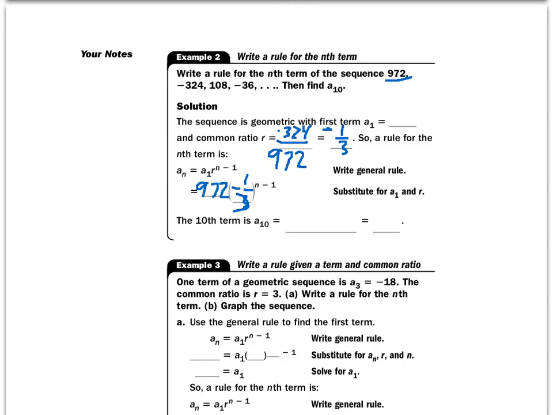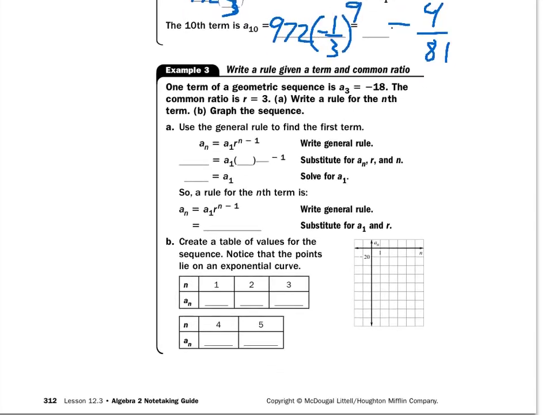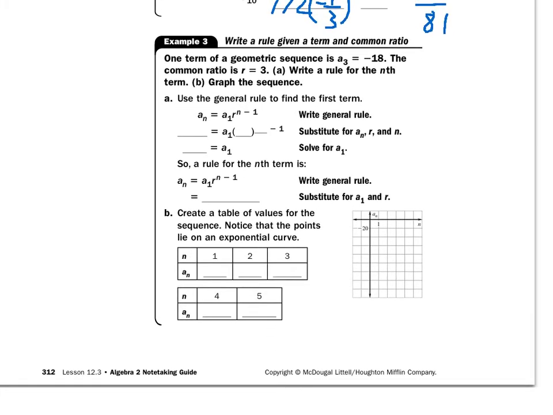Okay. And it says find the 10th term. Well, to find the 10th term, I do 972 times -1/3 to the 10 minus 1 power, or to the 9th power. And I get -4/81. Okay. Easy enough.